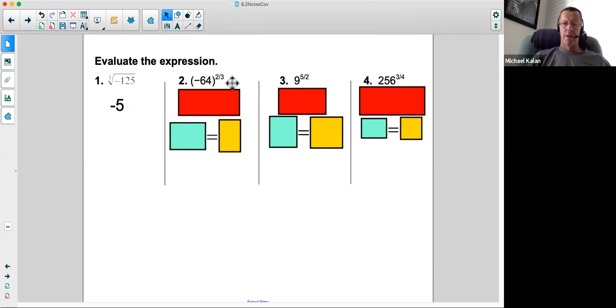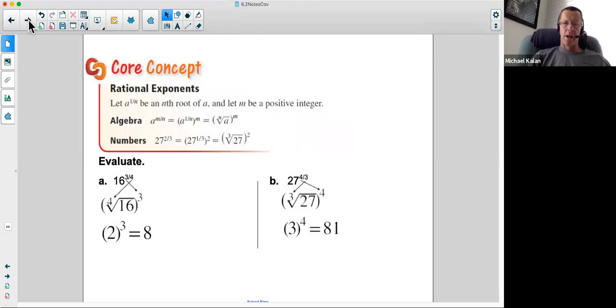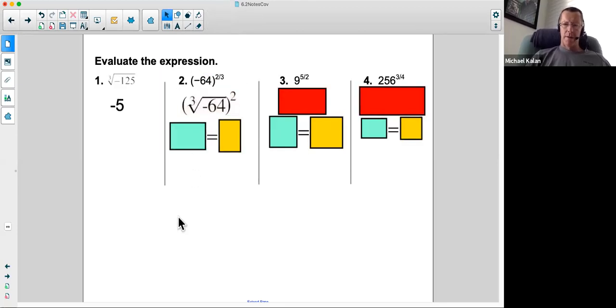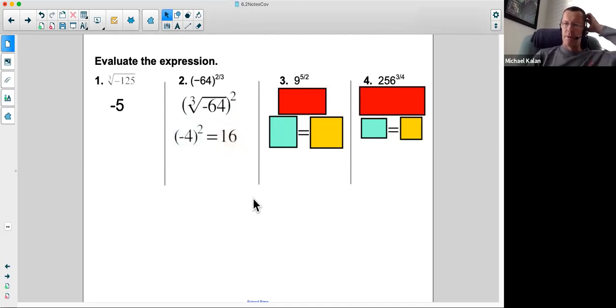Rewrite this one. This is what we call fractional exponent form. So I want you to write this in radical form. Think about where the 2 goes. Think about where the 3 goes. If you're not sure, go back and look there. Put it like that. Okay, what's the cube root of negative 64? Negative 4, and then negative 4 squared is positive 16.